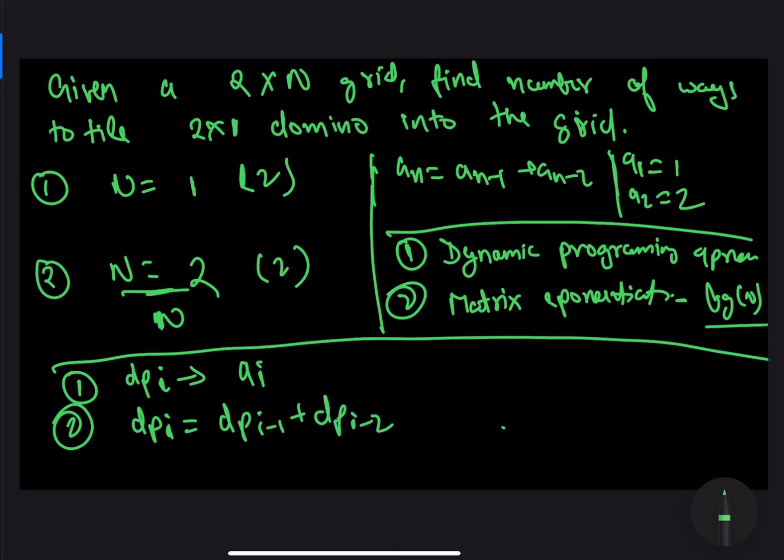And why is that? Because if you have a look at the recurrence relation, a of n equals a of n minus 1 plus a of n minus 2. And since dp of i equals a of i, dp of i becomes dp of i minus 1 plus dp of i minus 2.